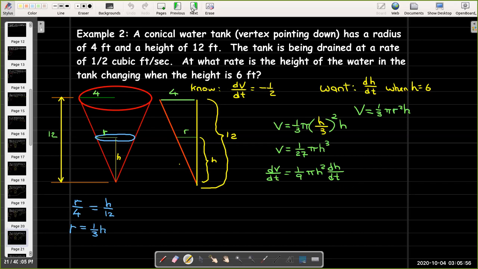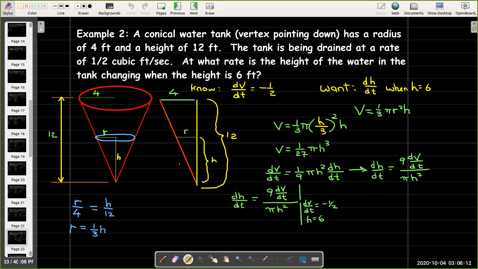And I should be able to solve that for dh/dt. That gives me 9 times dV/dt all over pi h squared. And the last thing I need to do is the evaluation. I replace dV/dt with negative 1/2. I replace h with 6. And I'll get negative 1 over 8 pi feet per second.